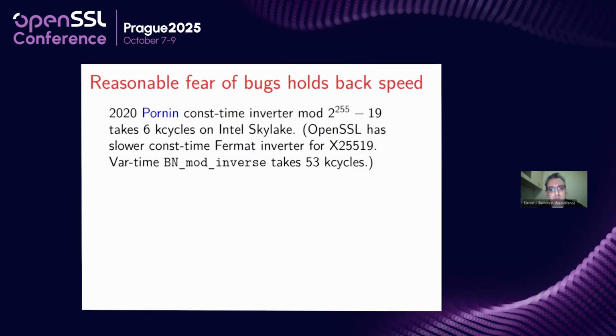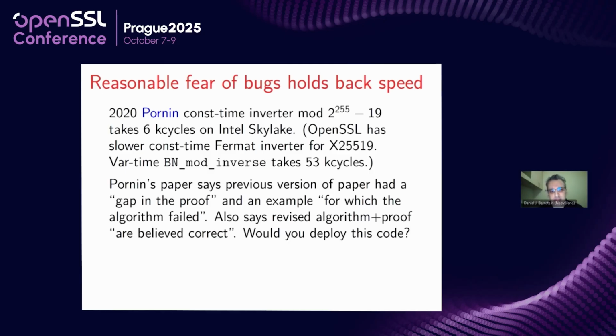And then if you're not doing inversion mod a prime, there's a more general-purpose BN mod inverse, which in OpenSSL takes 53,000 cycles and is variable time. So it certainly sounds better to have constant time, 6,000 cycles, compared to what's in OpenSSL right now. Except, look at Pornin's write-up of this. He says the first version of the code had a gap in the proof, and not a fixable gap, because the code was simply wrong for some inputs. And then he says the revised algorithm and proof are believed correct.